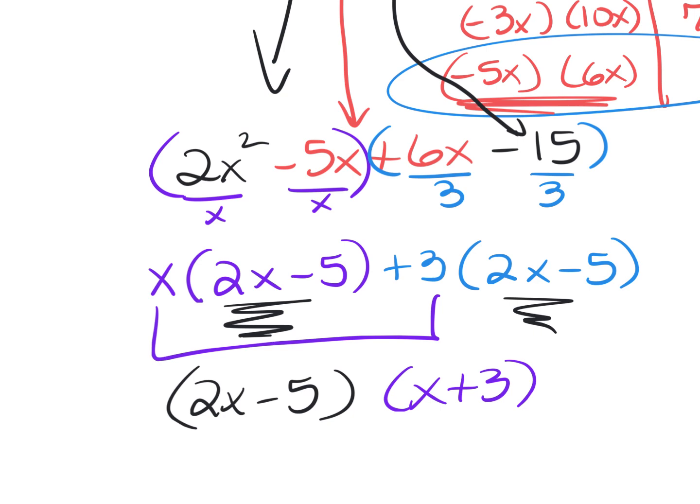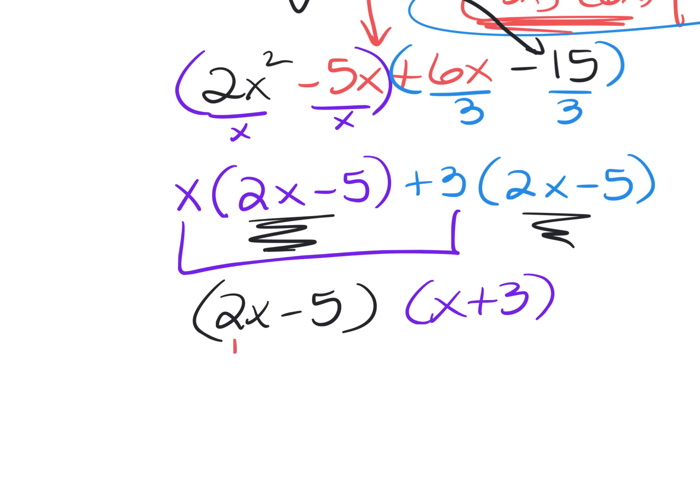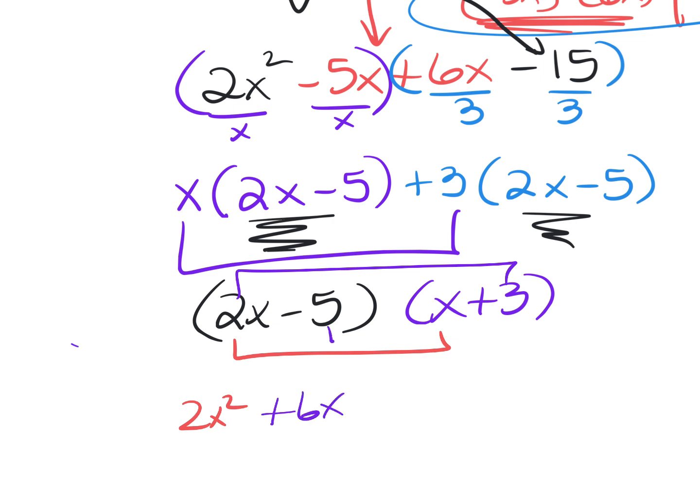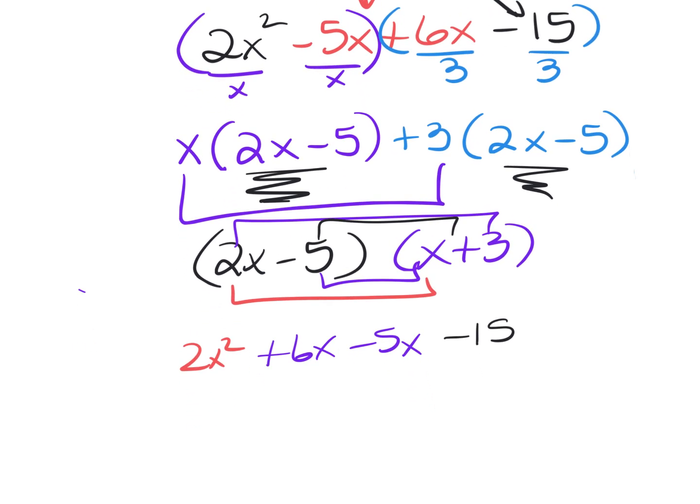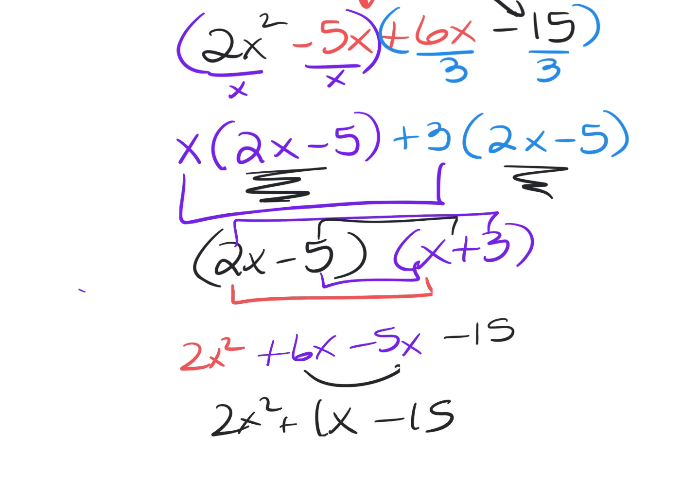My advice to you is after you think you have your binomials, FOIL it. If it does not go back to the original, you've done something wrong. So let's try it. So first, 2x squared. Outside, 6x. Inside, negative 5x. Last, negative 15. When you go to add them in the middle, you do get the 1x you were looking for. So it did go back to my original.